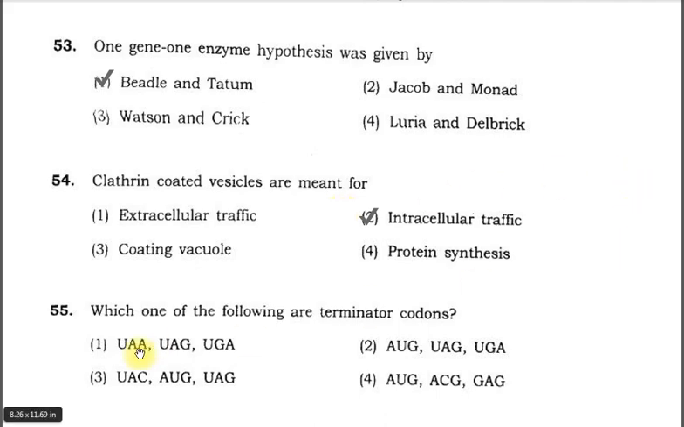Question number 55. Which one of the following are terminator codons? The options are UAA, UAG, UGA; AUG, UAG, UGA; UAC, AUG, UAG; AUG, ACG, GAG. The correct option is option number 1, which is UAA, UAG and UGA. All these are called the stop codons, nonsense codons, or these are also called the amber codons.